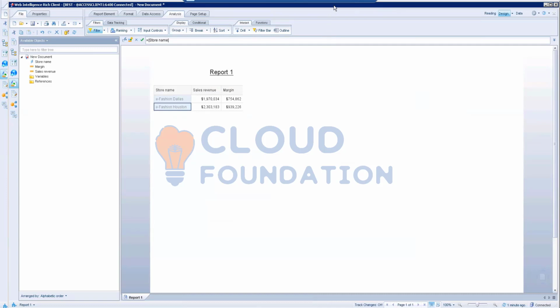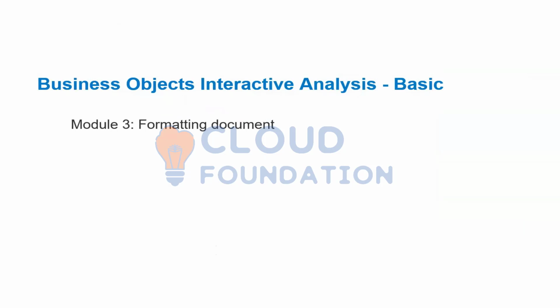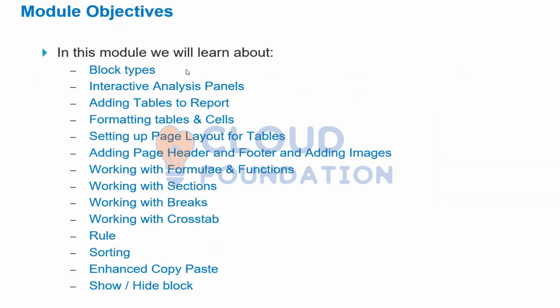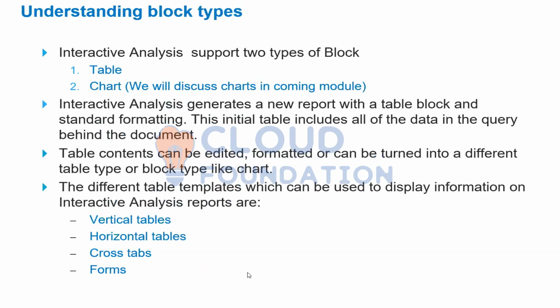So now we are done with the filter types and all. So now we will see how we format the document. In this module, we will learn about block types, what are all the block types available, what are the panels available, how we can add tables to reports, how we can format tables and cells, setting up page layout for tables, adding page header and footer and adding images, working with formulae and functions, working with sections, breaks, crosstab, rules, sorting, enhanced copy paste, show or hide block.